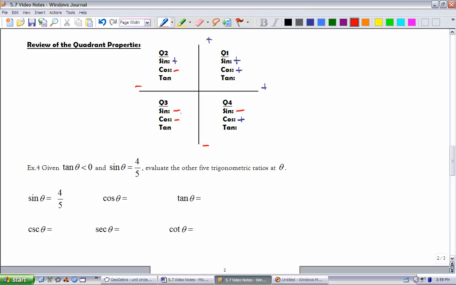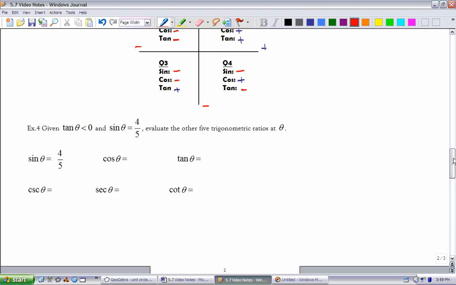Now, tangent is just sine divided by cosine. And we've seen that. So, if sine is positive and cosine is positive, tangent will be positive. Wherever the signs of sine and cosine are the same, tangent will be positive. Wherever the signs are opposite, so here you have sine positive and cosine negative, that means in quadrant 2 you're going to have a positive divided by a negative, so tangent is negative. Okay? So we want to make sure that we understand where sine, cosine, and tangent are all positive or negative.